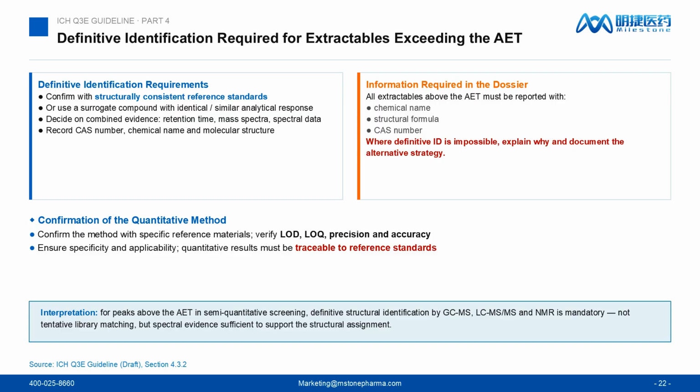In practice, identification is detective work. You start with the library match as a hypothesis. You check plausibility against the material's known composition. Does the supplier's formulation support this candidate? You acquire or synthesize the reference standard, and you compare retention time and spectrum head-to-head. If they match, you have identification. If you truly cannot identify the compound, and sometimes you can't, the guideline requires you to explain why in the dossier and document your alternative strategy, usually a leachable study as we discussed earlier. And remember the quantitative side. Your method must be confirmed with reference materials, with verified LOD, LOQ, precision, and accuracy, traceable to standards. Regulators read this section carefully.